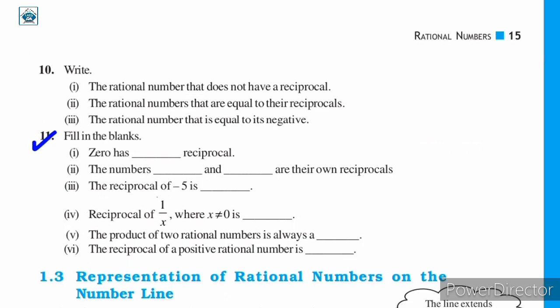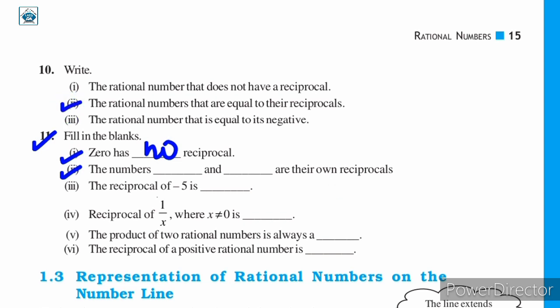Question number 11. Fill in the blanks. First, 0 has dash reciprocal. So in this question we are asked 0 has dash reciprocal. That means how many reciprocals does 0 have? And we know that a rational number that does not have a reciprocal is 0. So 0 has no reciprocals. That is the answer.